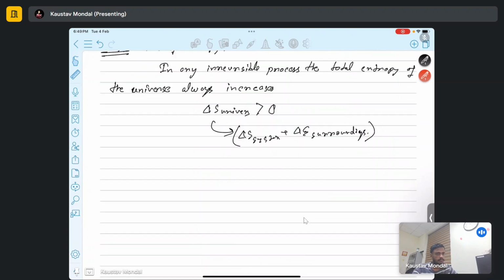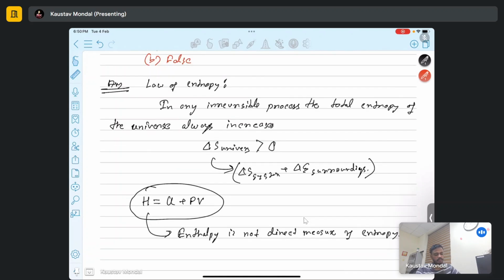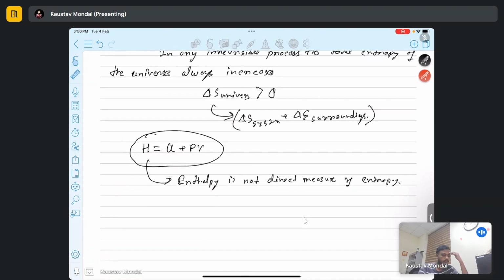Let me write the expression of enthalpy, that is H equal to U plus PV, right? But if you carefully see the expression of enthalpy, there are basically no entropy terms involved. Enthalpy is not a direct measure of entropy. So just by using this thermodynamic fundamental, you cannot tell whether enthalpy will decrease or increase.